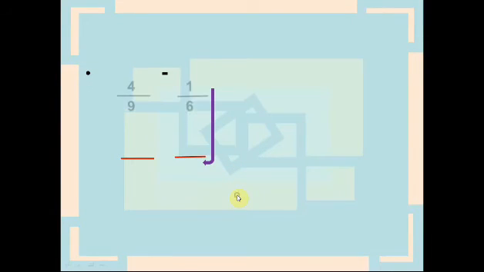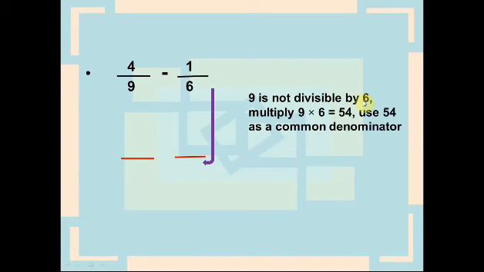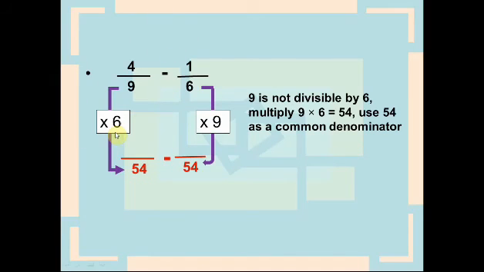Another example, 4 over 9 plus 1 over 6. Here 9 is not divisible by 6. For that we multiply 9 by 6. The result will be 54, and we use 54 as a common denominator.